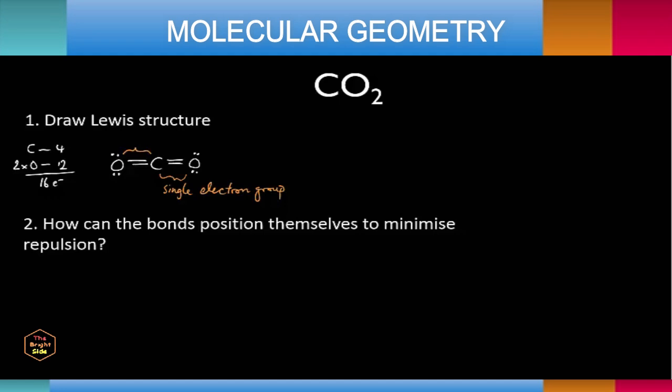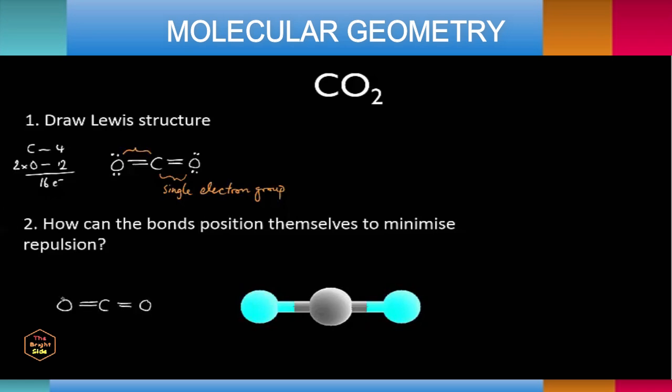For 2 bonds like this, the answer's fairly easy to visualize. They have to point in opposite directions. If you were to move either oxygen out of line, it would bring the carbon-oxygen bonds closer together. So for CO2, the VSEPR drawing looks just like the Lewis structure, and we can indicate that the bond angle, that's the angle made by these 2 bonds, is 180 degrees. This molecular shape is very sensibly called linear.